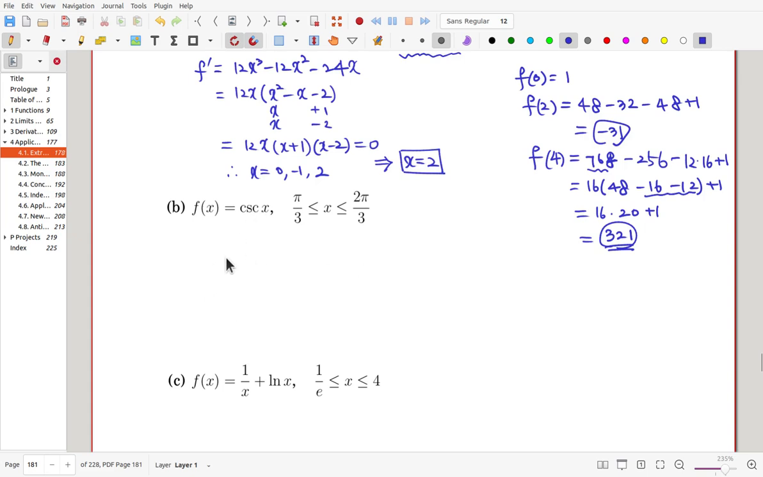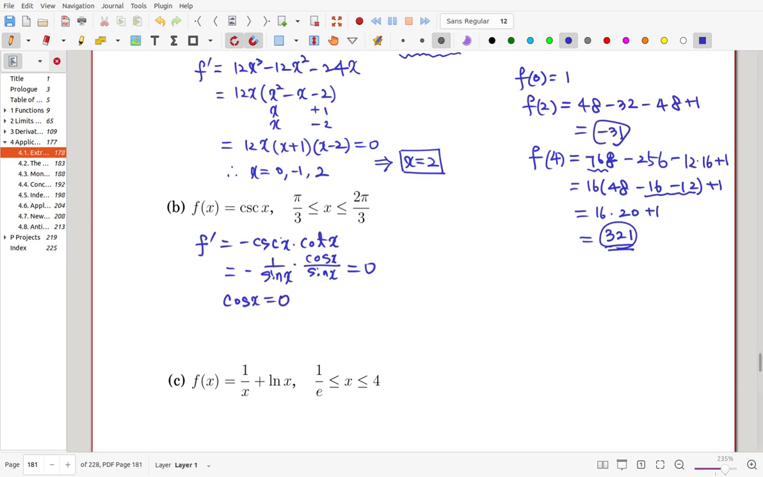And for this one, you can do the same way. Just try to find the critical point. So here f prime, the derivative of cosec x, is minus cosec x times cotangent x. That is minus 1 over sine x, which is simpler, times sine x on the bottom and cosine x on top. If you set it to 0, then cosine x must be 0.